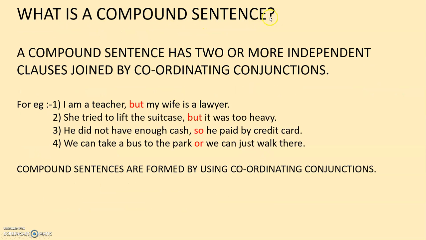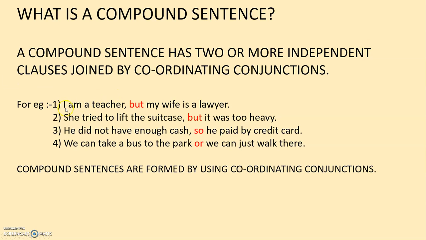What is a compound sentence then? A compound sentence has two or more independent clauses. I repeat, independent clauses joined by coordinating conjunctions. So a compound sentence has two or more independent clauses. Now let's understand what it is.